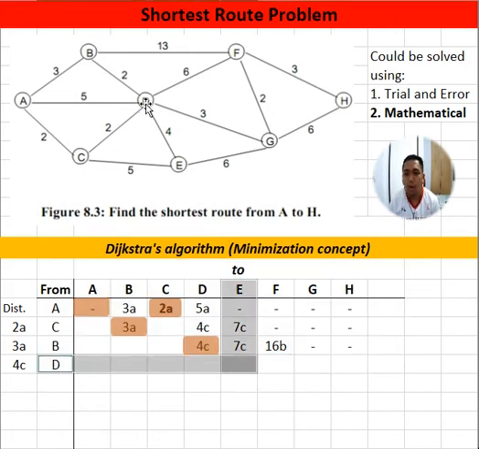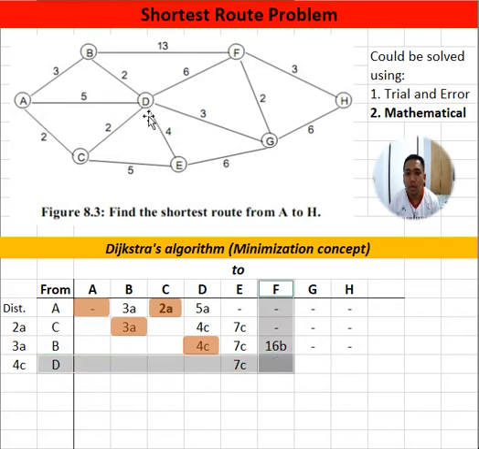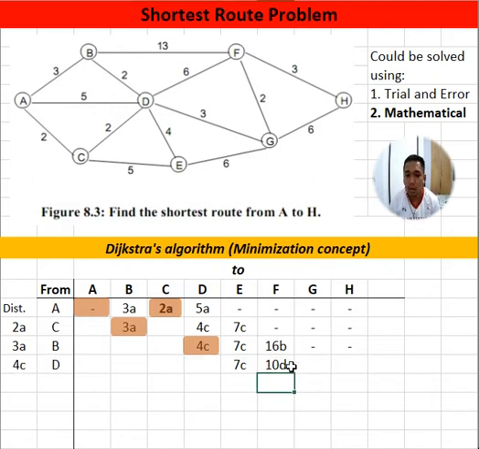D to E. D to E is 4. So you can see here, D to E is 4 plus 4, 4 plus 4 is 8D. But rule number 2: if it is bigger than the one above, we will not use it, we will just copy. I hope you understand. D to F. D to F is 6. 6 plus 4 is 10D, since it came from D.